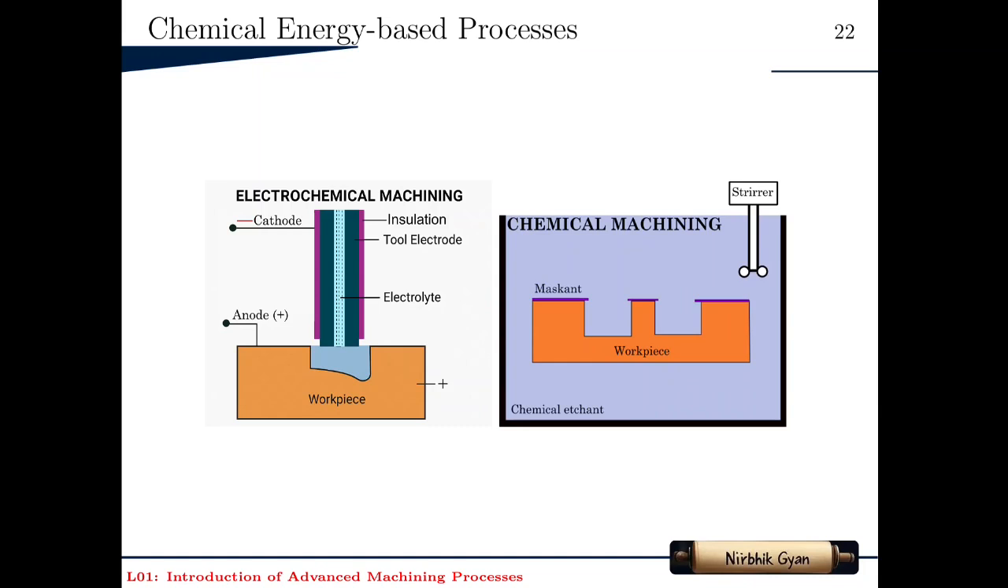So that maskant resists the chemical reaction under the solution of the agent, and the stirrer is generally used to stir the solution continuously, so that whatever material gets removed from the workpiece will flow away from that zone, so that effective machining can occur. Some heating or cooling unit is also attached with chemical machining, depending on the chemical agent. The reason is that at a particular temperature of the chemical agent, the reaction takes place at a faster rate.